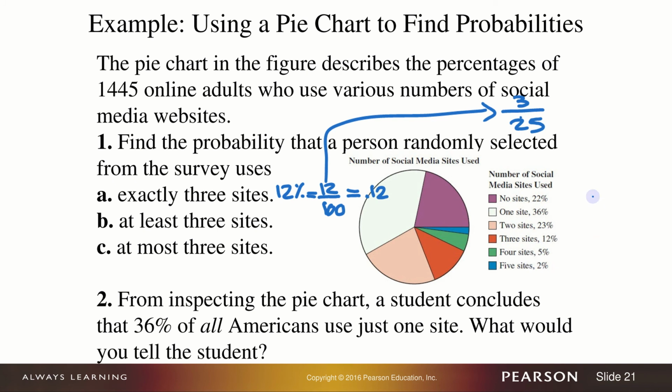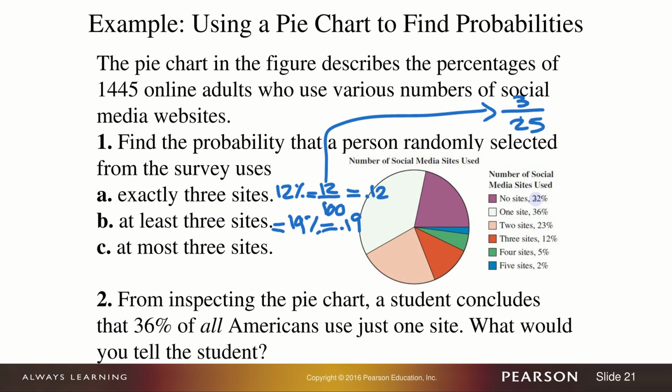Again, if you think you've got this, pause the video, do it, and then come back and compare your answers. So 19% or 0.19, or 19 over 100. At most 3 sites, right? That means less than or equal to 3 sites. So that means you want to count the 3s, the 2s, the 1s, and the nones.